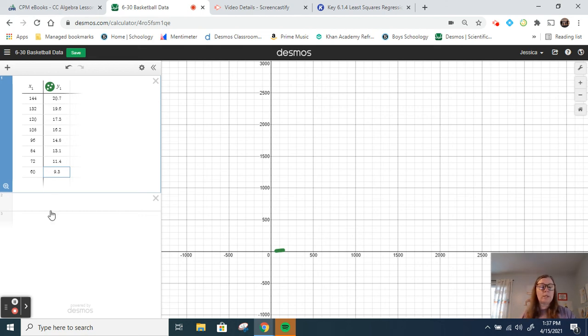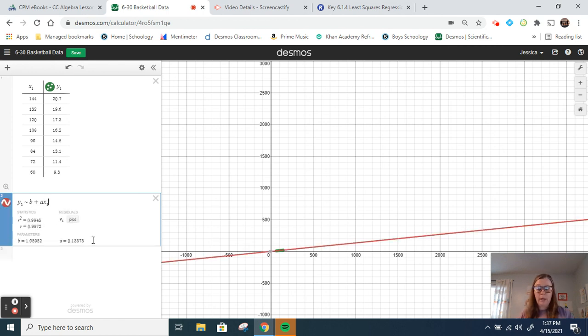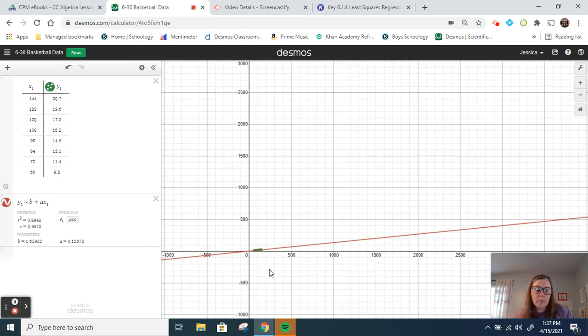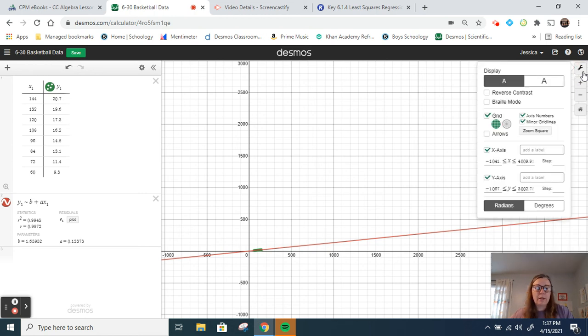Okay, so from here on out, it is the same thing every time because I'm still using X1 and Y1. So I'm going to have Y1 with the tilde, and then B plus AX1. Again, when I do that, we'll talk more about what these mean in a minute. And in this one, see how my scale still goes all the way up to 2,500. You can't see my data very well.